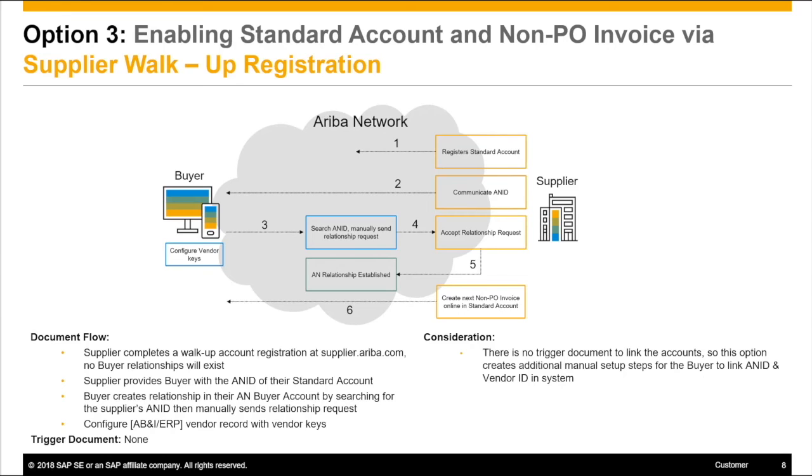Then the buyer has to configure the vendor keys in either Ariba Buying and Invoicing or in their ERP. In this scenario, there is no trigger document that will link the accounts together. This is one of the key considerations because this becomes a manual process for the buyer to update the vendor keys every time a new standard account supplier registers.